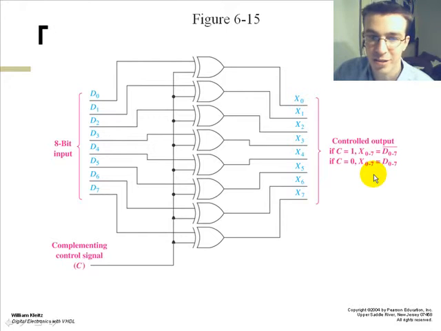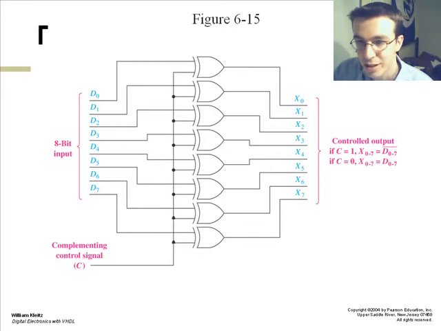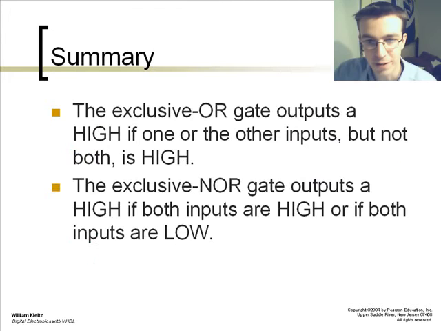And this is another example with an 8-bit input controlled with a control signal, checking to see if C equals 1 or C equals 0, dependent on whether the X 0 through 7 equals the D's or equals the opposite of those D's.